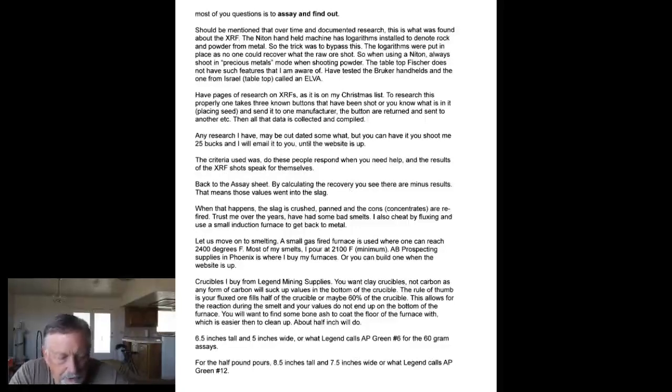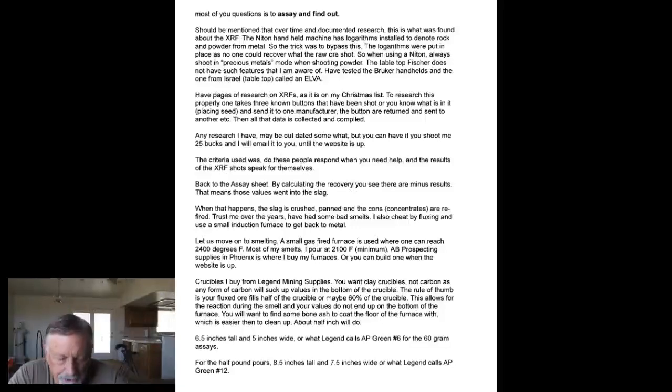Let us move on to smelting. A large gas fired furnace is used where one can reach 2400 degrees Fahrenheit. Most of my smelts I pour at 2100 degrees Fahrenheit minimum. A and B Prospecting Supplies in Phoenix is where I buy my furnaces, or you can build one when the website is up. I've got pictures of how I did that, and you'll see it in the video. I'll put it up towards the end.